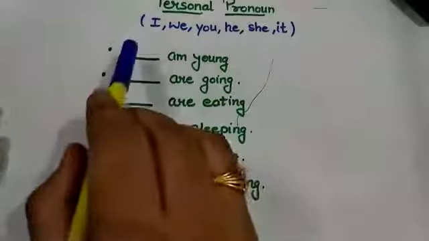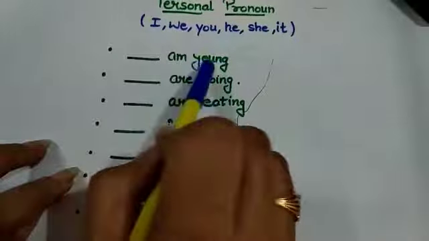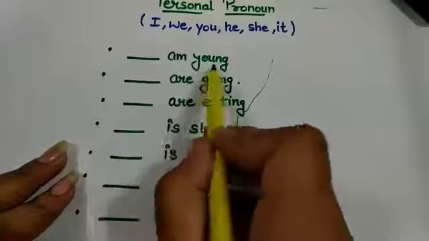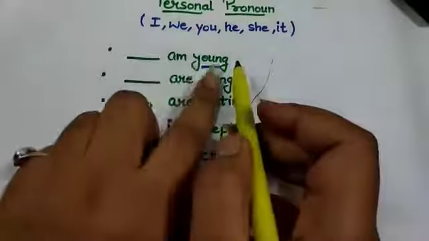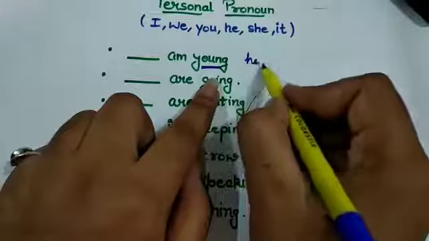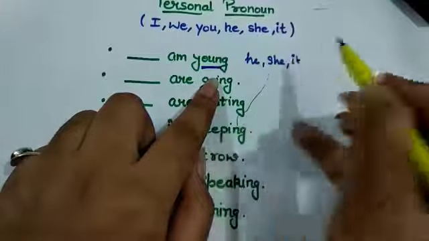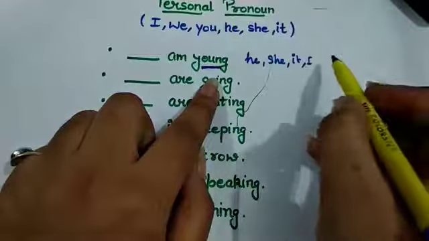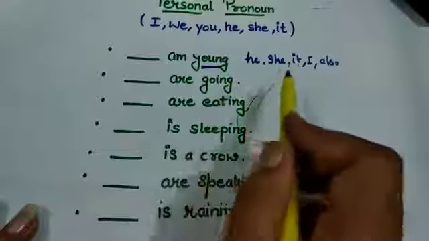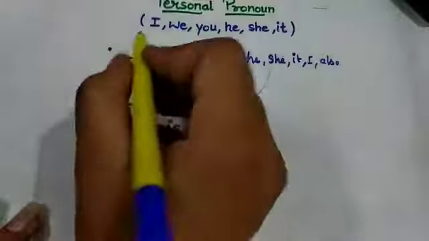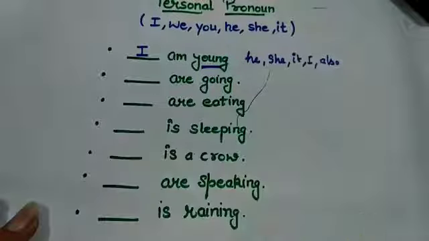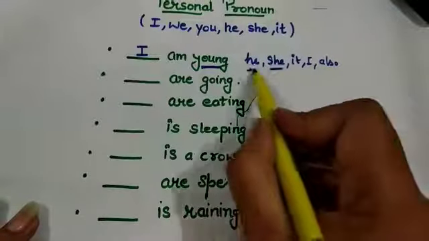The very first example says: dash am young. From the statement we can see that here we are talking about a person, right? Now when we talk about a person or a subject, we can fill it with he, she, it, and I also, right? But can I write any of them here? I am writing I am young. Why can't I write she or he or it here?